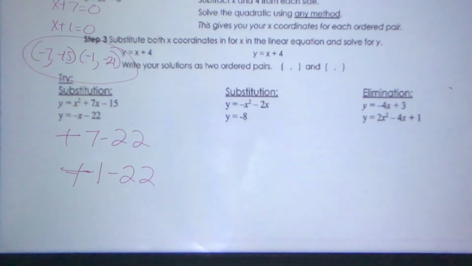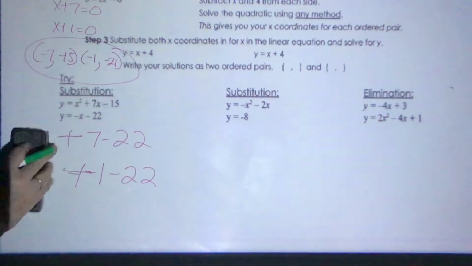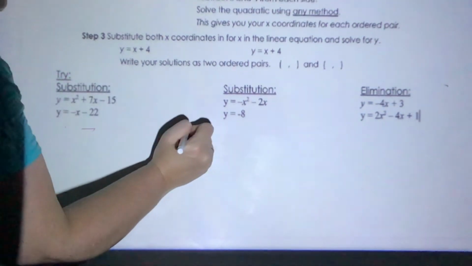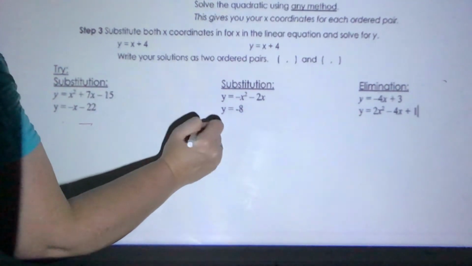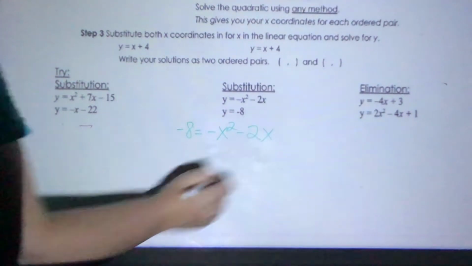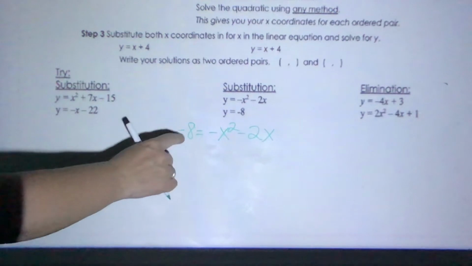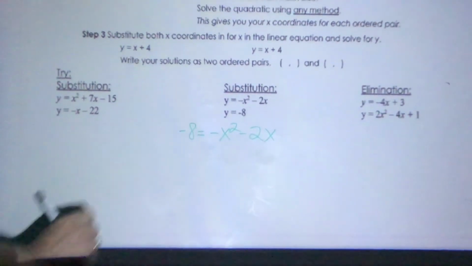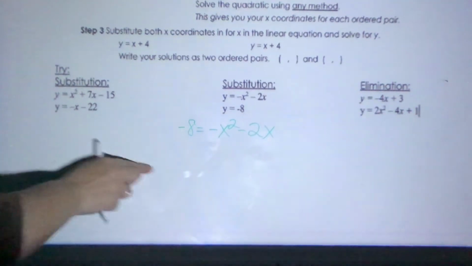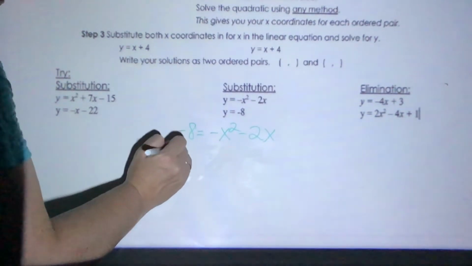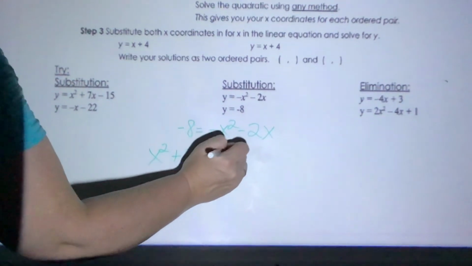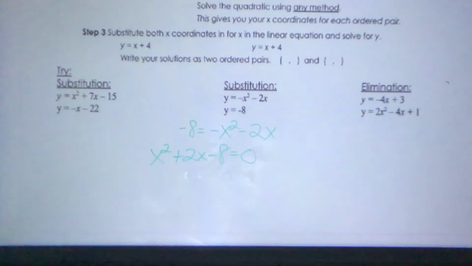Now for our next example, I'm also going to use substitution. So I'm going to write negative 8 equals negative x squared minus 2x. Again, it doesn't matter if you put the line here and the quadratic here, or vice versa. Now I'm going to move everything to one side. I'm going to bring the negative x squared over, so I have a positive x squared, and I'll have a positive 2x minus 8 equals 0.